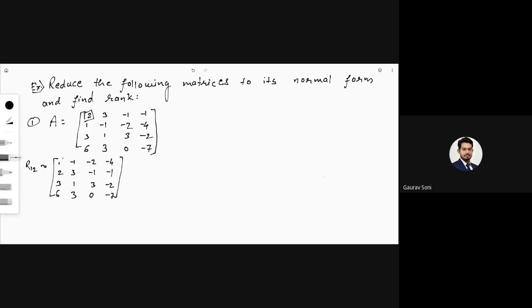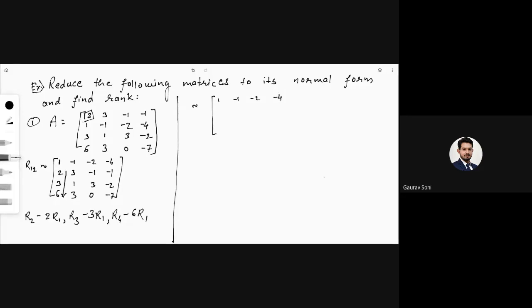Now what I said, once you get A11 entry 1, use row operations to make all the below entries 0. So what we will have: R2 minus 2 times R1, R3 minus 3 times R1, R4 minus 6 times R1. So the matrix now will reduce to first row as it is: 1, minus 1, minus 2, minus 4.